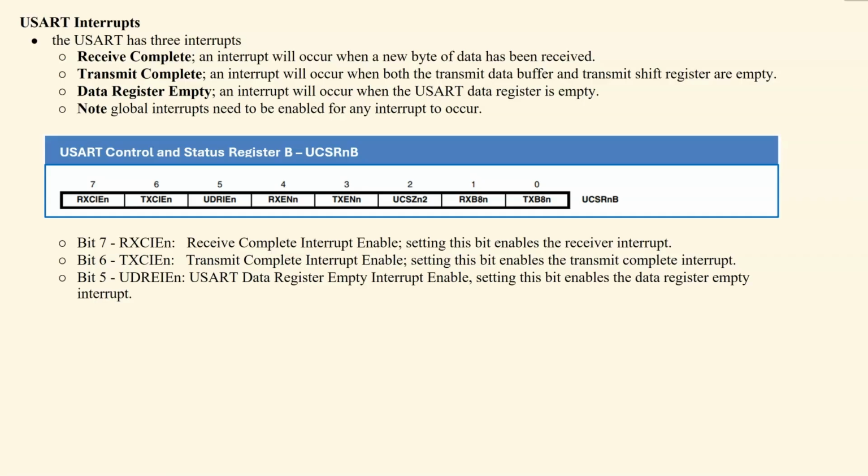Now looking at the USART and the interrupts, it has 3 interrupts within the system. We have receive complete. An interrupt will occur when a new byte of data has been received. Transmit complete, an interrupt will occur when both the transmit data buffer and transmit shift register are empty. And the data register empty will cause an interrupt when the USART data register is empty. That's the transmit register. Note, global interrupts need to be enabled for any interrupt to occur.